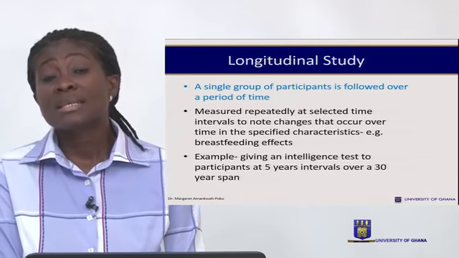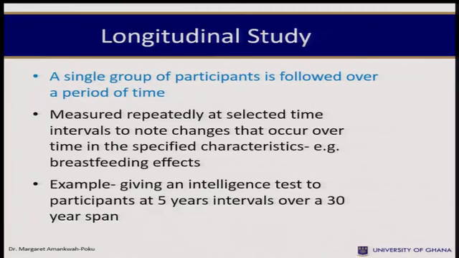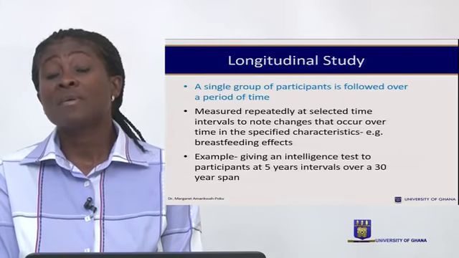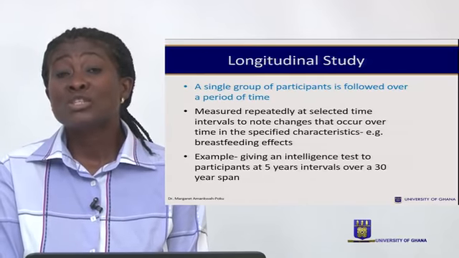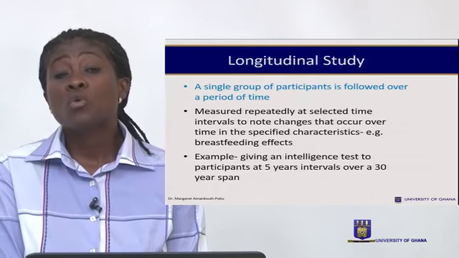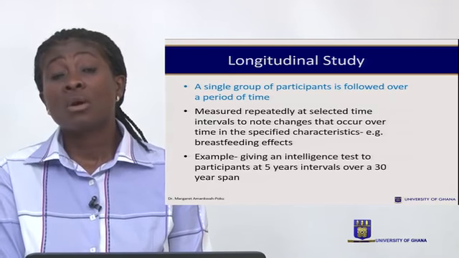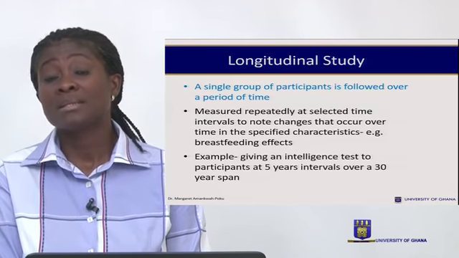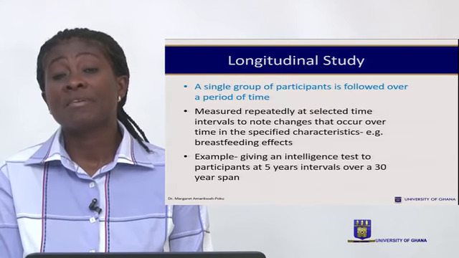Now, when you take the cross-sectional study, you study different groups of individuals of different ages at one point in time. So you can say that a cross-sectional study is a between-participant design because you have different groups of individuals, while a longitudinal study studies one group of individuals at different times. So that can qualify as a within-participant study because the same group of individuals are being studied at different times.